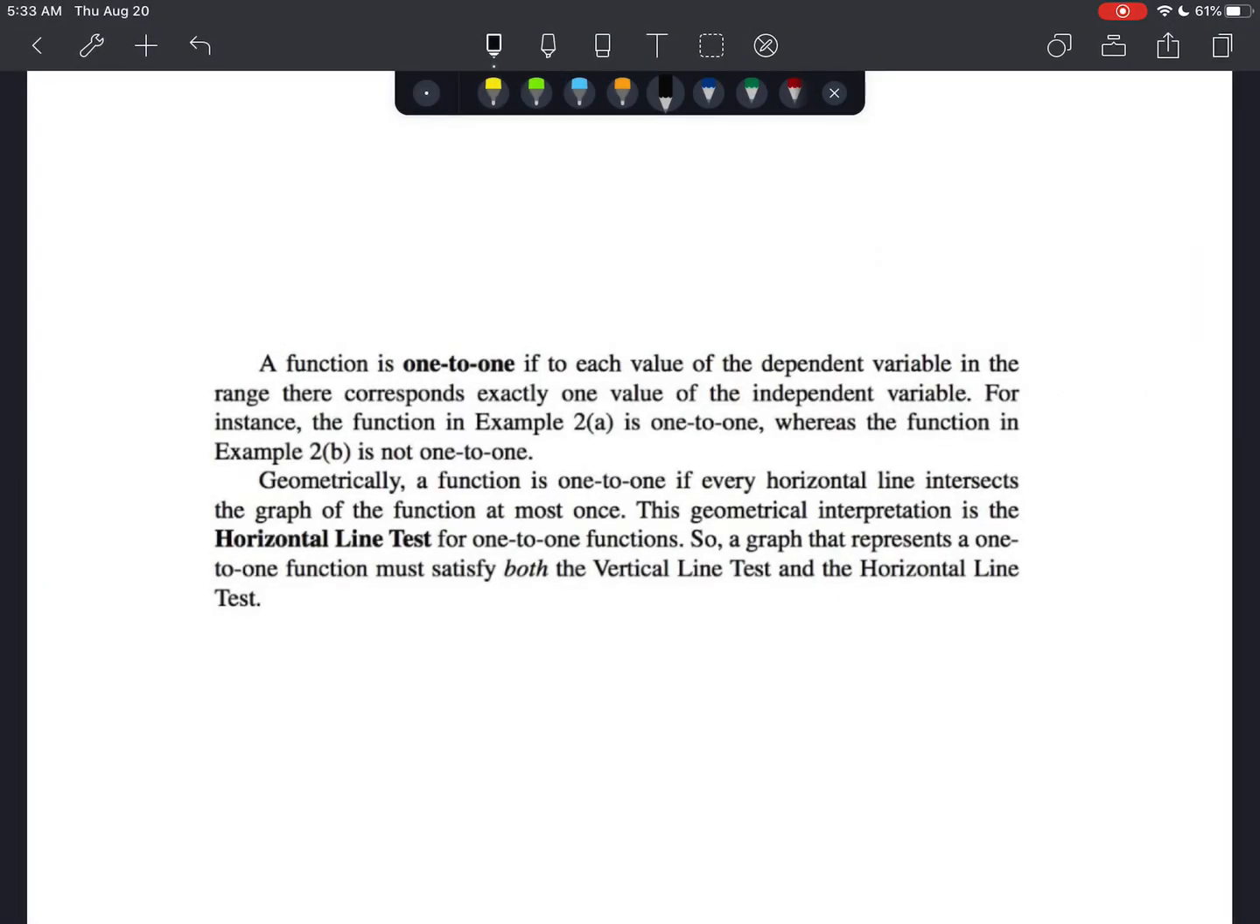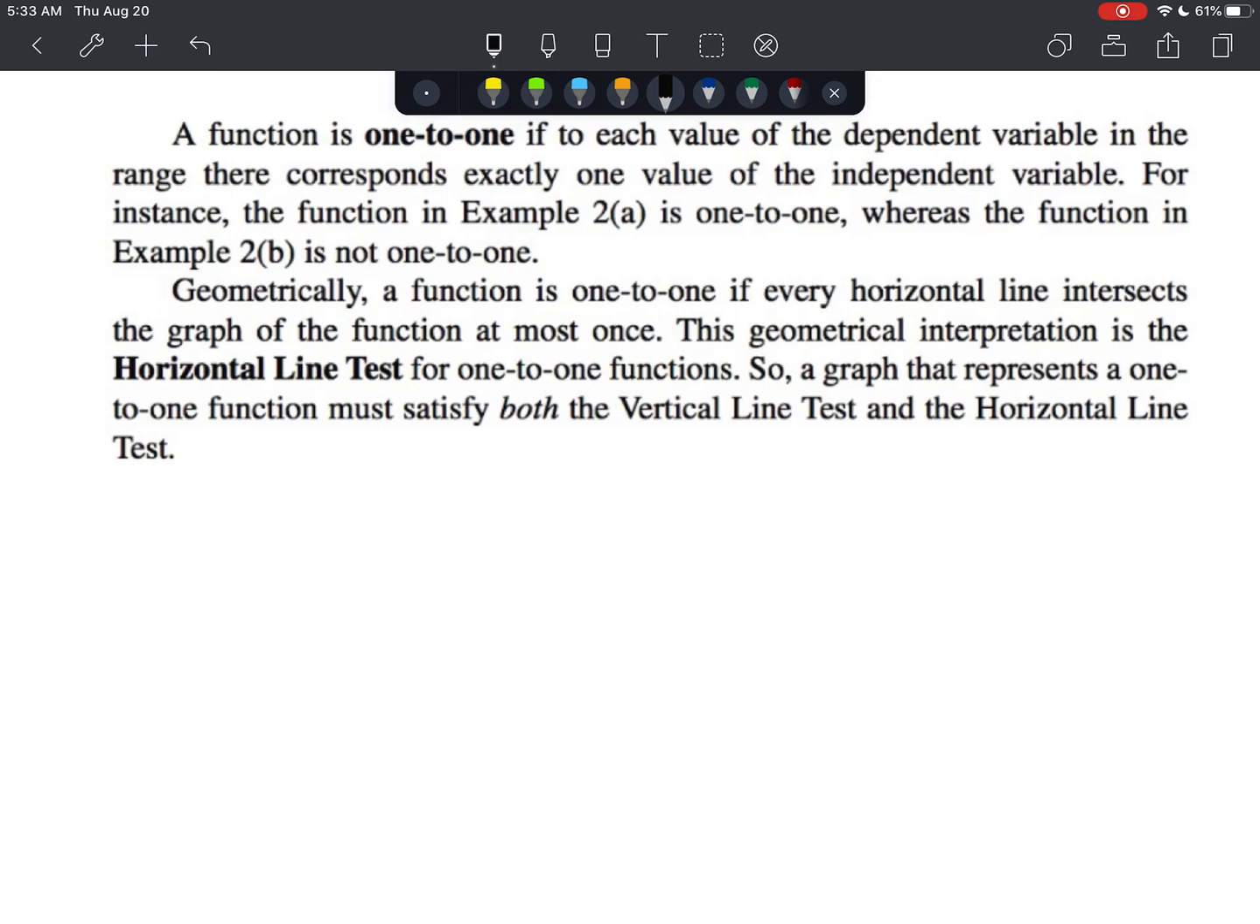You heard me mention in our quick discussion about functions that for a graph to be a function, it needs to pass the vertical line test, which we're all very familiar with at this point. For a function to be one-to-one, it has to pass the horizontal line test. We call this function one-to-one because for every value of x, there's exactly one value of y. All the x's are used once, and all the y's are used exactly once.